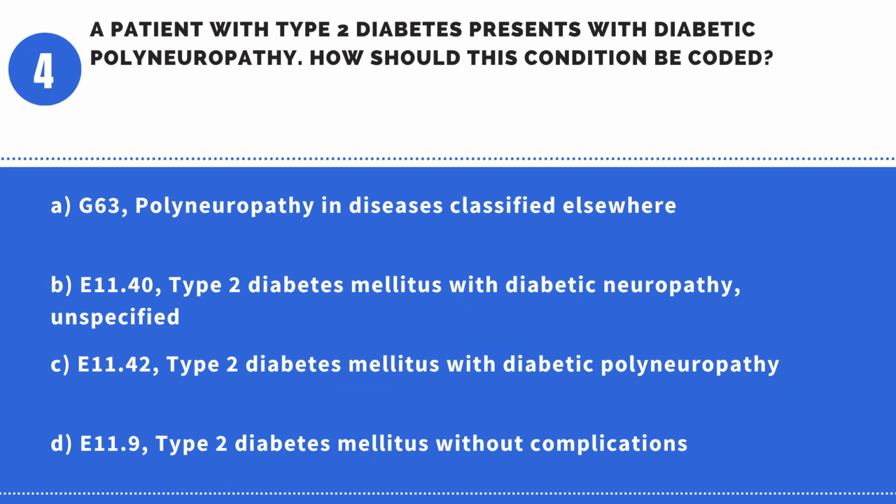Question 4. A patient with type 2 diabetes presents with diabetic polyneuropathy. How should this condition be coded? A. G63, polyneuropathy in diseases classified elsewhere. B. E11.40, type 2 diabetes mellitus with diabetic neuropathy, unspecified. C. E11.42, type 2 diabetes mellitus with diabetic polyneuropathy. D. E11.9, type 2 diabetes mellitus without complications. Answer C.